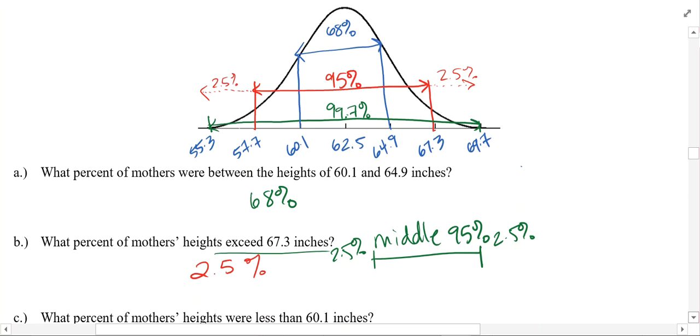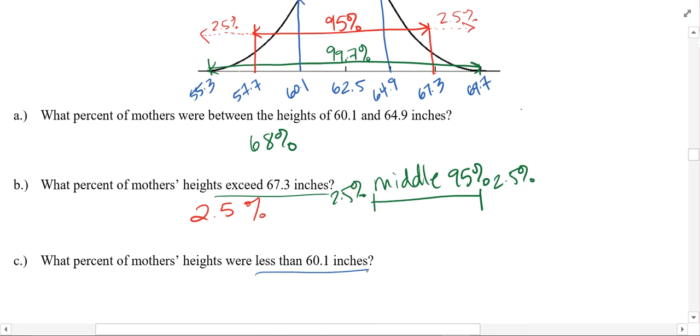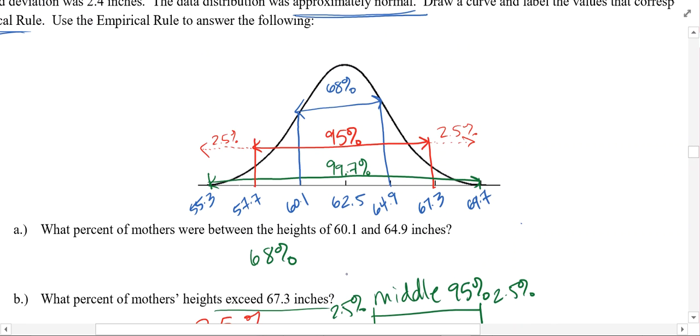All right, what percent of mothers' heights were less than 60.1 inches? Okay, so now we're going less than. We're just looking at one of those tails, and 60.1 corresponds with that 68%. So we're going to do the same strategy. If this is the middle 68%, what percent is left over? 32%, and we have to split that between two sides.